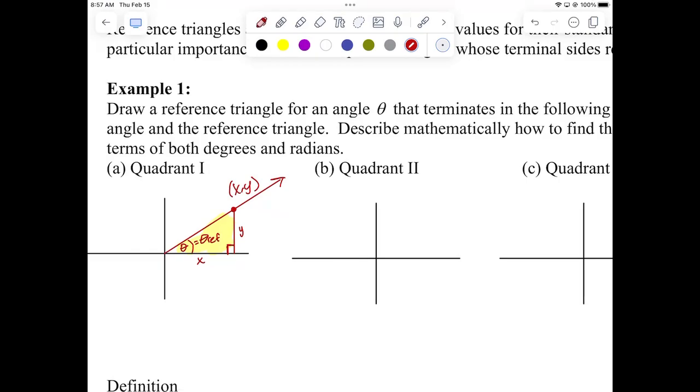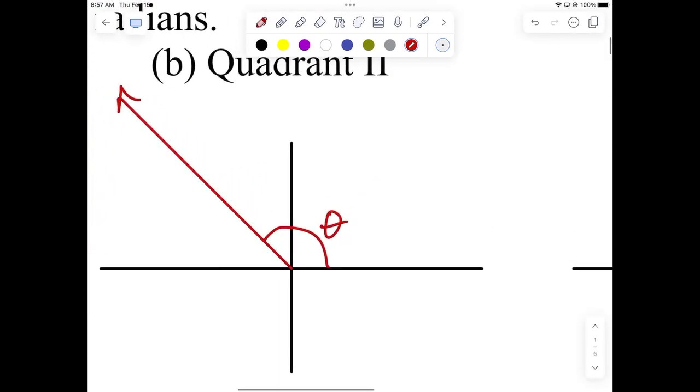All right, what if your angle terminates in quadrant two? What if we have a quadrant two angle? Here's theta, right? There's theta. Is theta also theta ref in this case? No. Theta ref is right here. There's theta ref.